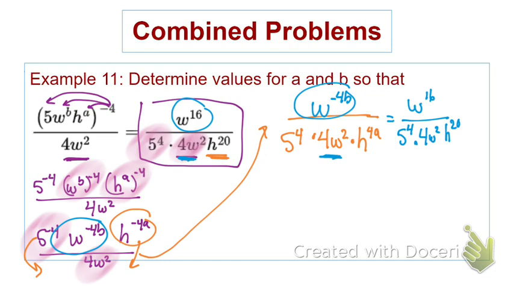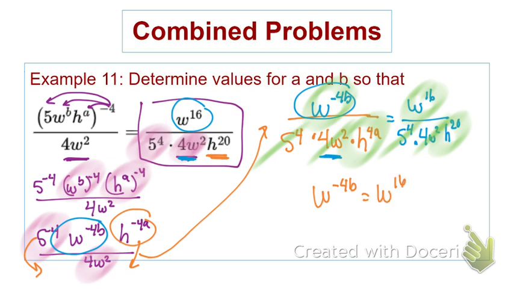So let's see what I've got now. I have the 5 to the 4th that matches, the 4w squared that matches. I've got h to some power that matches h to the 20th. I've got w to some power that matches w to the 16th. So I think I'm in a pretty good place where I can start to figure out what the a and the b are. So the w to the negative 4b is matching up with my w to the 16th. And that's going to allow me to figure out what b is.